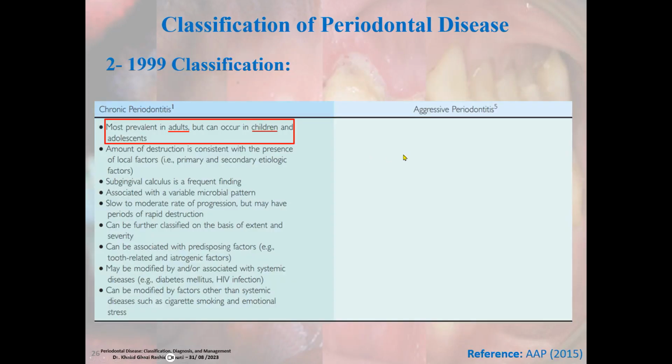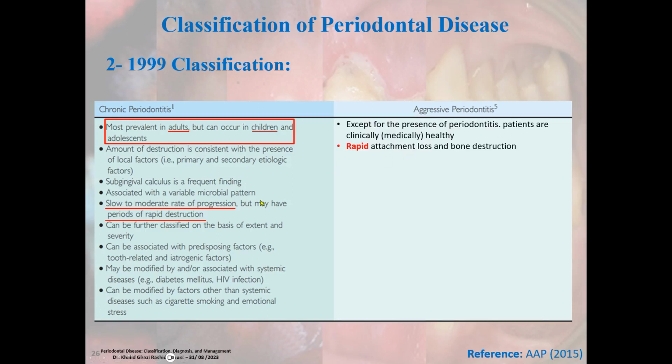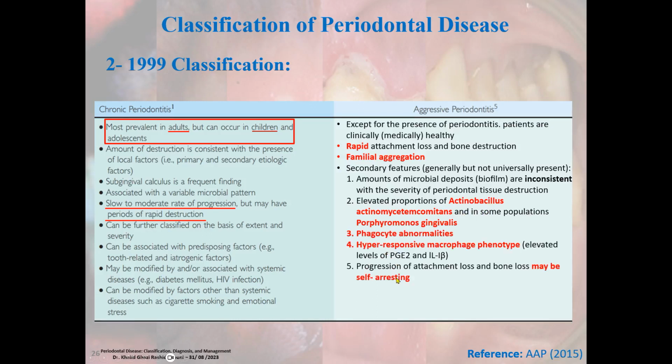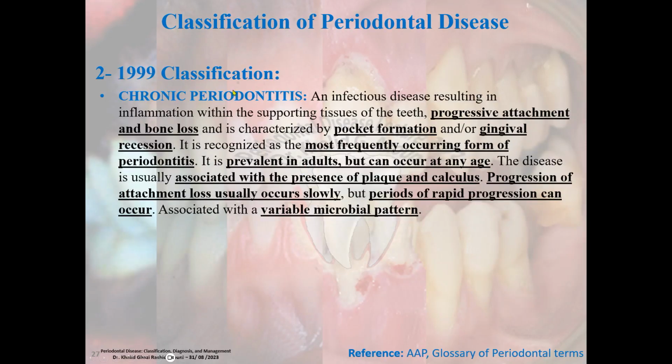Okay. Now, chronic periodontitis is mostly in adults with a slow rate of progression, while aggressive periodontitis has a rapid rate of progression, mostly in younger patients. There are elevated proportions of Actinobacillus actinomycetemcomitans and Porphyromonas gingivalis, phagocyte abnormalities, and hyperresponsive macrophages. Progression of attachment loss and bone loss may be self-arresting. So that's a feature of periodontal disease, that it goes in bouts from reduced activity to increased activity, and the accumulation of this will lead to the progress of disease.